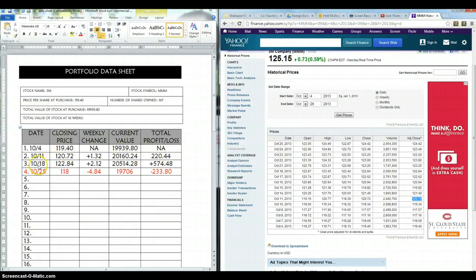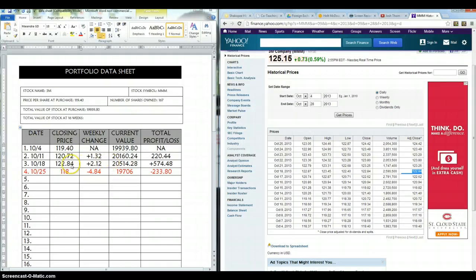We did the same thing for October 18th, 122.84. You go over here, your 122.84 is in your adjusted closing column over here. Shifted it over, pretty easy. It went up $2.12. Notice that this is a weekly change. So I'm taking the difference between this number here and the number in the prior week. This number and this number, the difference between the two will get you right here.